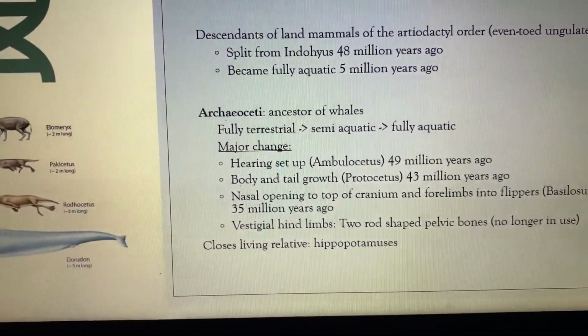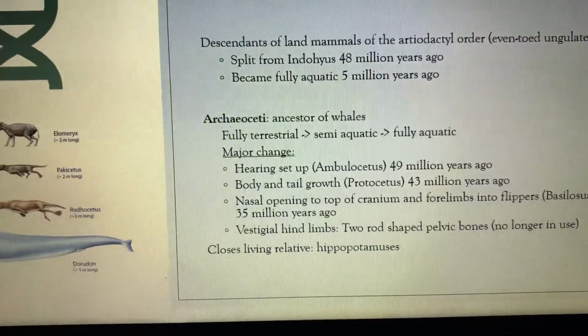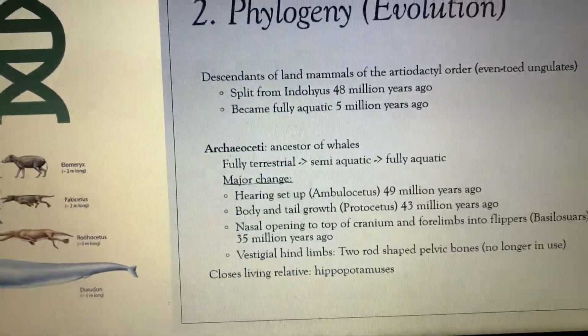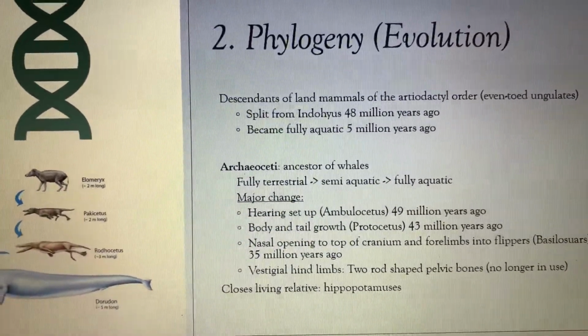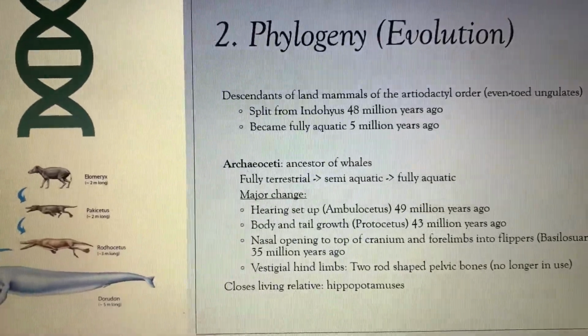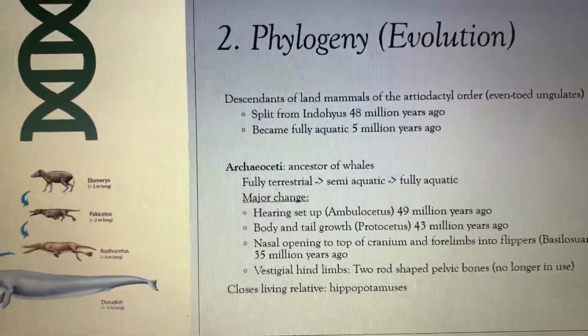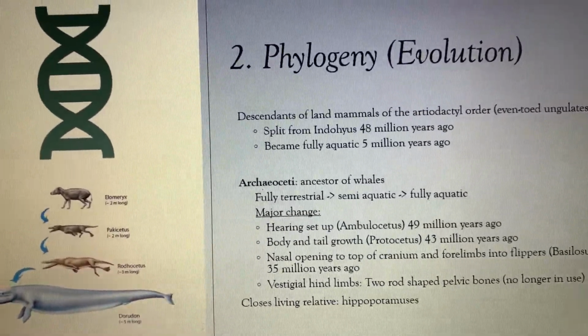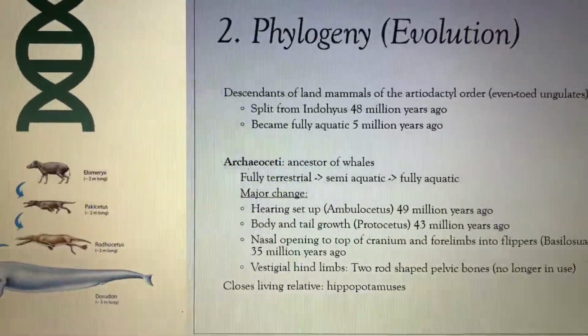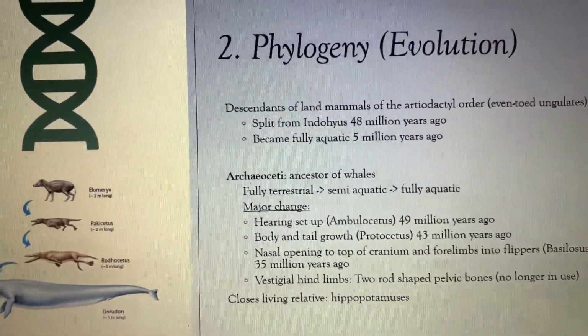So the Archaeoceti, they are the ancestor of whales. So this means that they have transitioned. They were once fully terrestrial, then they became semi-aquatic, and then finally fully aquatic.